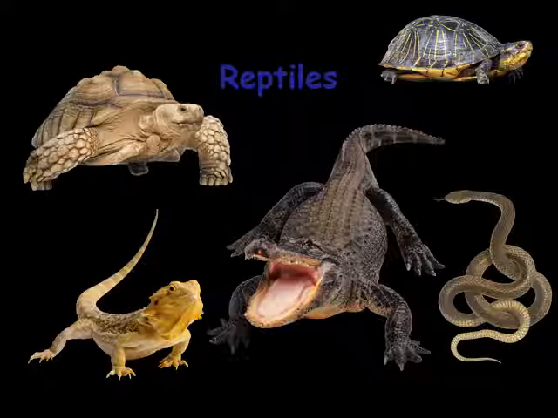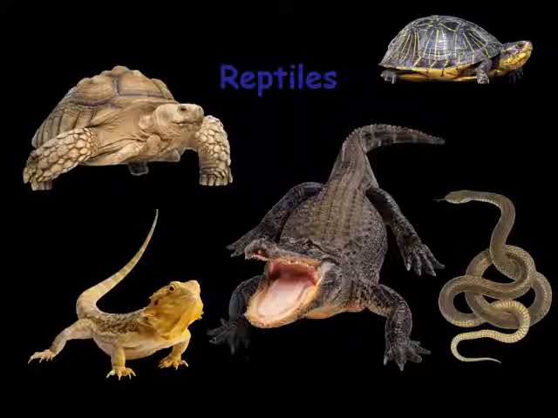What covers the body of reptiles? Connected scales. How are these scales? Hard and strong. They are connected together. It's like a normal skin. Yes. How do they breathe? With their lungs. Do they all have legs? No. Snakes do not have legs.